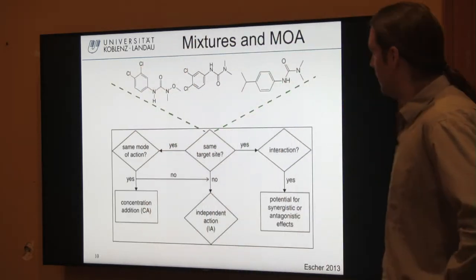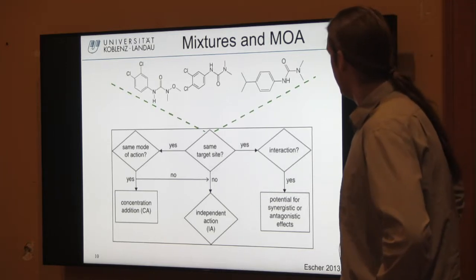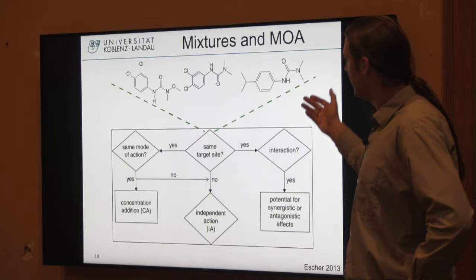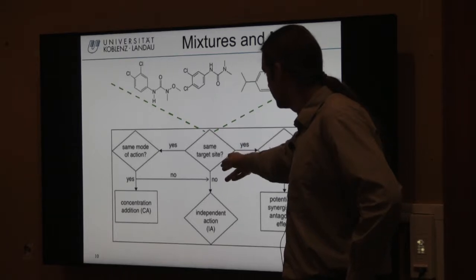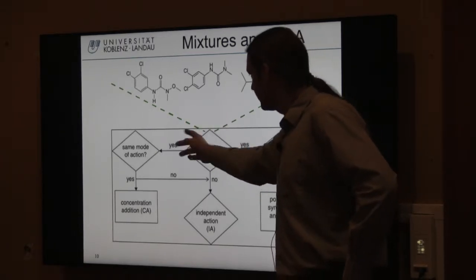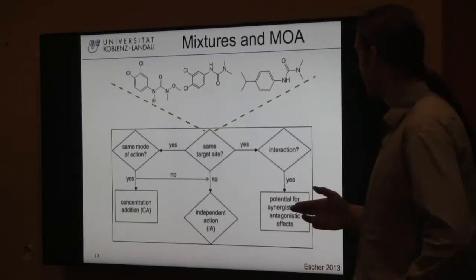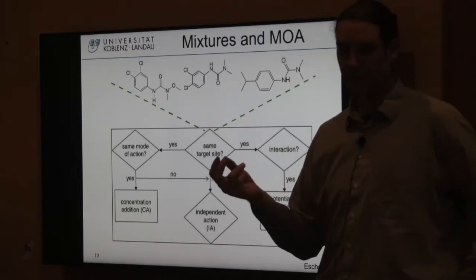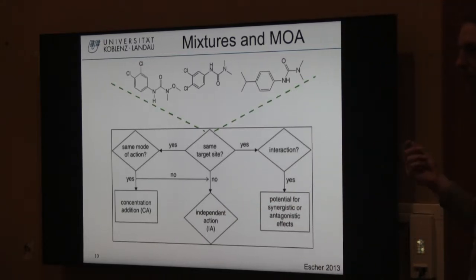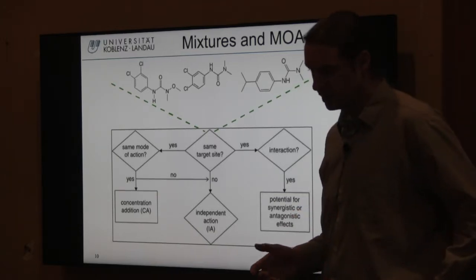If you want to predict the effect of a mixture, this is a flow chart from Beate Escher. It has been relatively well established that this depends on the mode of action of compounds. If they affect the same target site in an organism and have the same mode of action, then you rather use the concentration addition approach. Otherwise, the independent action approach is more suitable. And if these compounds somehow interact, for example, one influences the level of the other compound, then there is potential for synergistic or antagonistic effects.